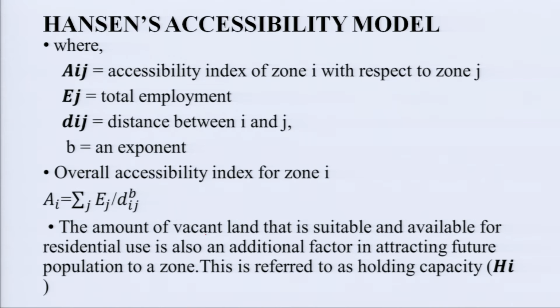The amount of vacant land that is suitable and available for residential use is also an additional factor in attracting future population to a zone. This is referred to as the holding capacity, called Hi. This is the holding capacity.